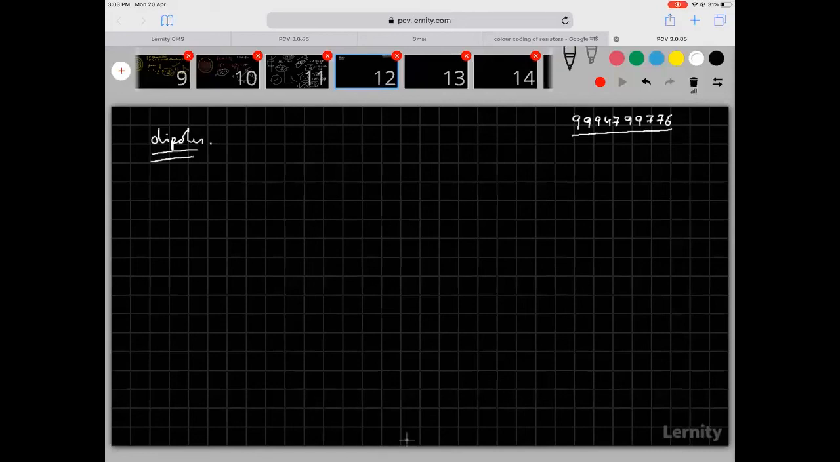First, what is a dipole? A dipole is two equal and opposite charges separated by a distance. Suppose this distance here is L, this is plus Q here, this is minus Q here. Now, you may also ask how dipoles are created. Don't worry, let's start from there.